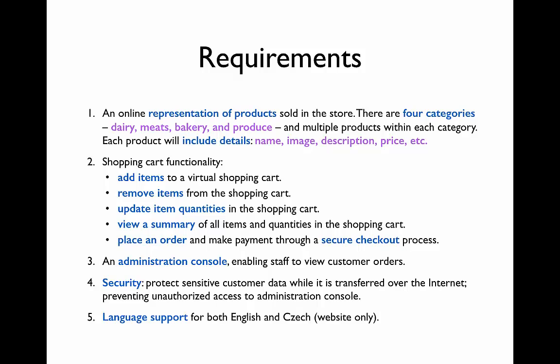Here are some of the requirements for the application. There are 4 categories of products: dairy, meats, bakery, and produce. Naturally, each category contains multiple products, and each product has a name, a description, a price, and so on. Now, as far as shopping goes, we want to be able to add items to a shopping cart, remove items, update item quantities, view a summary of all the items in our cart, and place an order. All the things you would normally like to be able to do with an e-commerce application.